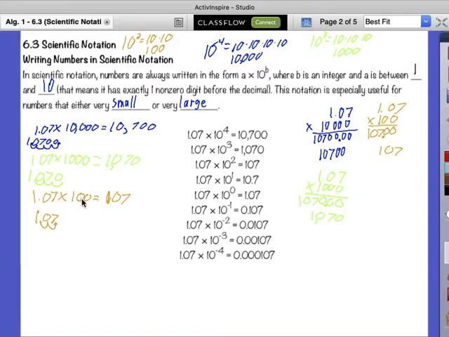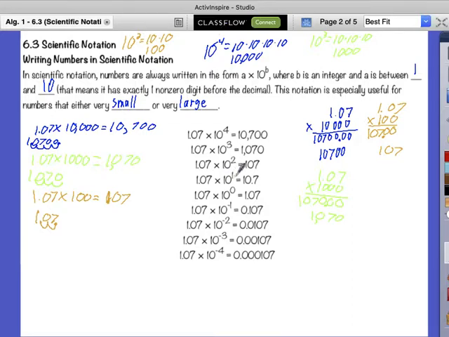Now, are we noticing how many numbers did we move the decimal spot here? 2. How many zeros did we have? 2. What was the power of 10 we multiplied by? 2. In the green, how many spots did we move the decimal? 3. How many zeros were there? 3. What was the power of 10? 3. Here, how many spots did we move the decimal? 4. How many zeros were there? 4. What was the power of 10? 4. Are we noticing a correlation between the power of 10 and how many spots we move the decimal? What's the relationship we're noticing? They're the same.